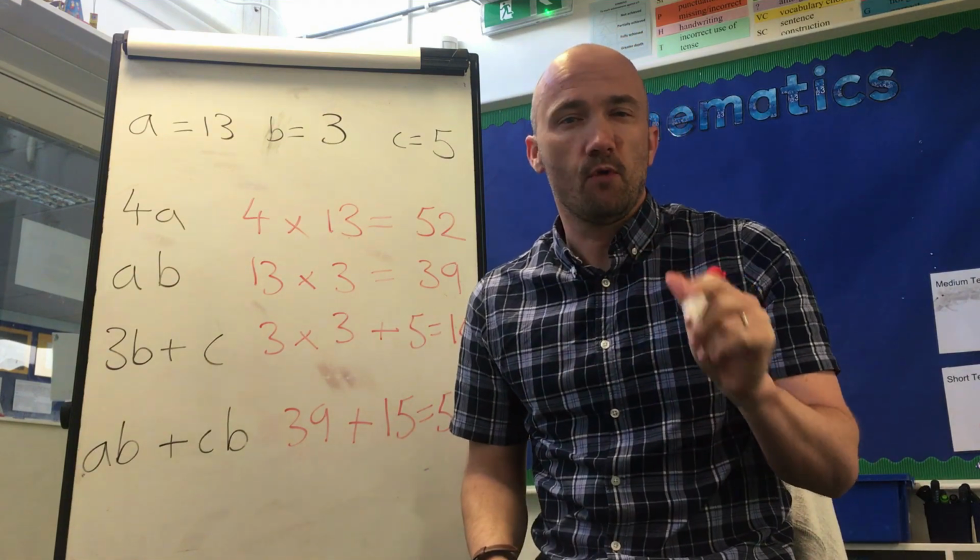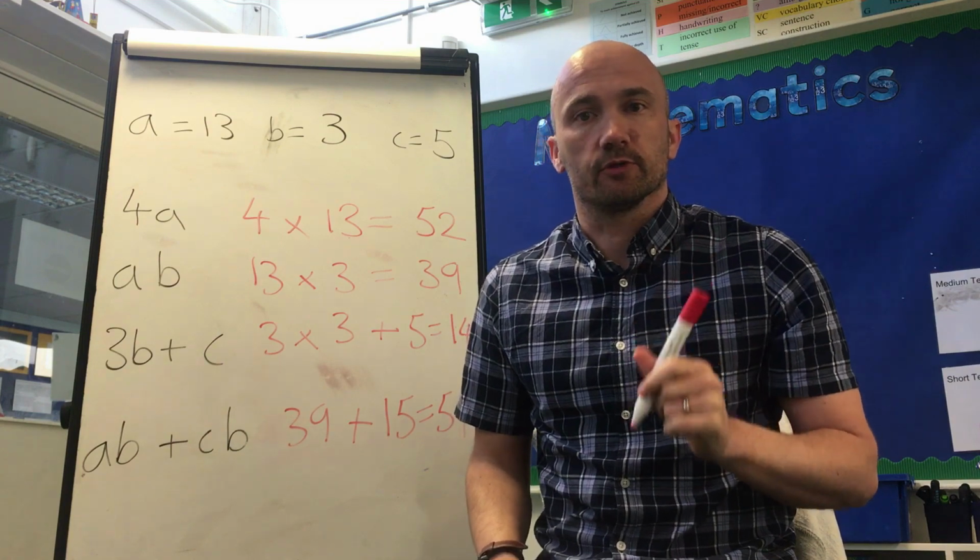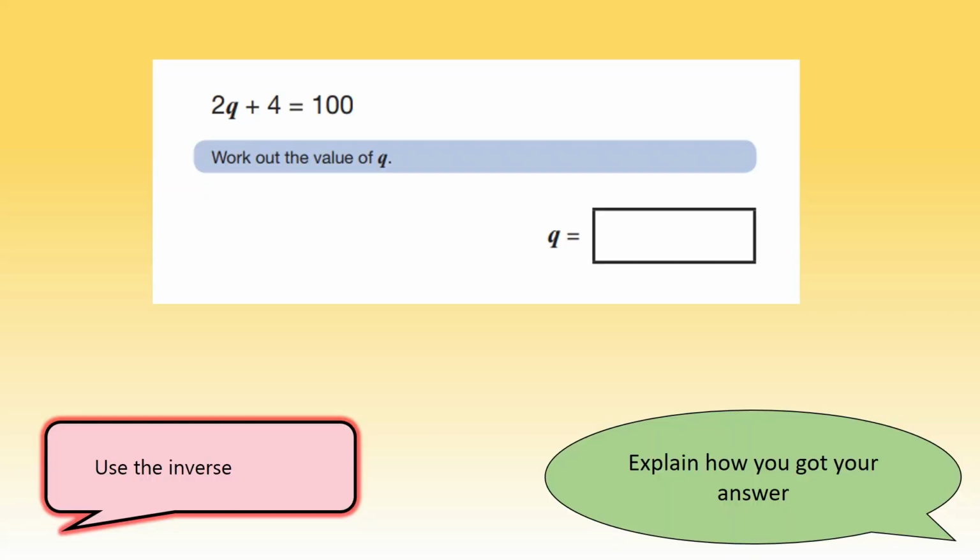I want to show you just one more type of question that you might come across. Right, this question is 2q add 4 equals 100. But unlike the other ones, we don't actually know the value of q. So it's our task to try and solve it. The best way to do that is to use inverse, start with the answer and work backwards. Pause the video, have a go, see if you can solve it yourself, and then we'll go through the answer together.